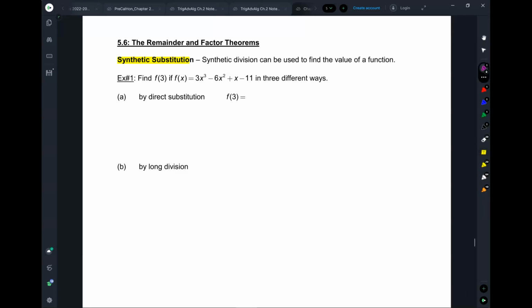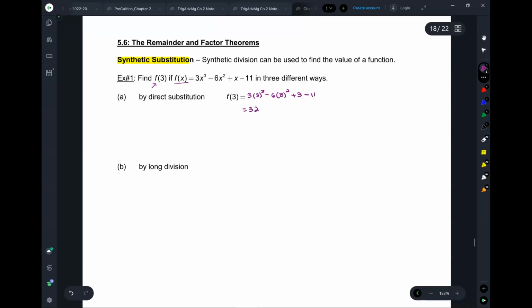Let's take a look. So suppose you're given a function f of x, and you need to find f of 3. Well, we can do this in 3 different ways. One is the way you've been doing it since algebra, by direct substitution. So you say f of 3 is, and you plug 3 into all the x values. So it's 3 times 3 cubed minus 6 times 3 squared plus 3 minus 11.